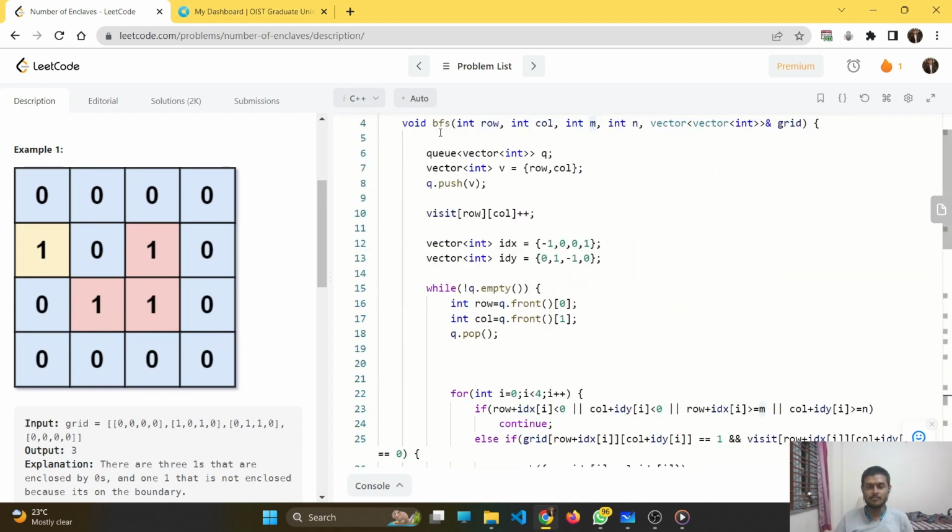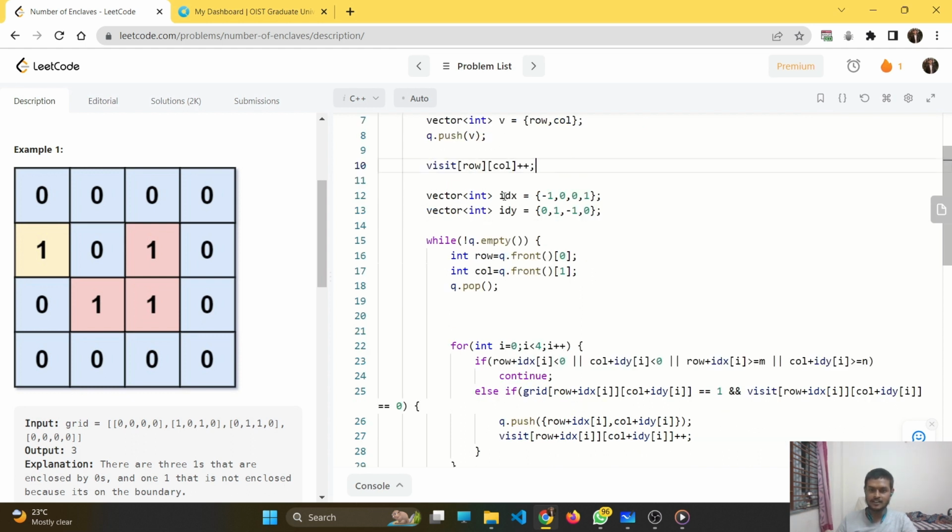So we have created a breadth first search function where we are taking the row and column as input, the size of the matrix, and we are also taking in the grid that was given to us. We have initially created a queue data structure which has a vector in it. Basically we would be inserting the coordinates in the queue. So for the queue, we have inserted the rows and columns which were given to us, and we have marked it visited.